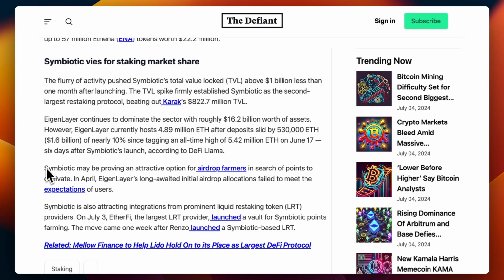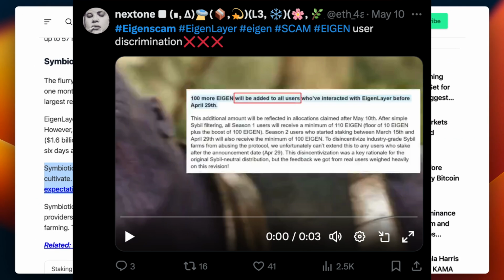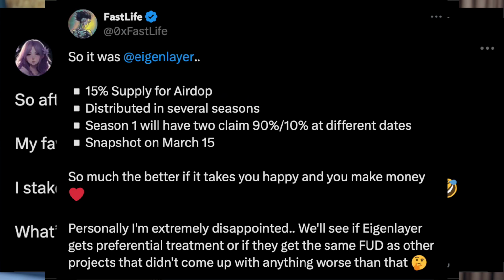The second implication is that Symbiotic may be offering a very great option for new airdrop farmers who are looking to cultivate even more points. So, in April, EigenLayer's long-awaited initial airdrop failed to meet the expectations of users, as you can see on some Twitter sentiment. So people are putting more effort into Symbiotic right now, and it's even easier when there are even more partnerships going on, and there are like 3x points from that, 3x points for staking with us. So because of this competition, the projects are trying to offer more rewards for users, which is good for us ultimately. Long story short, make sure Symbiotic is also on your radar, because restaking seemingly is a very hot trend.